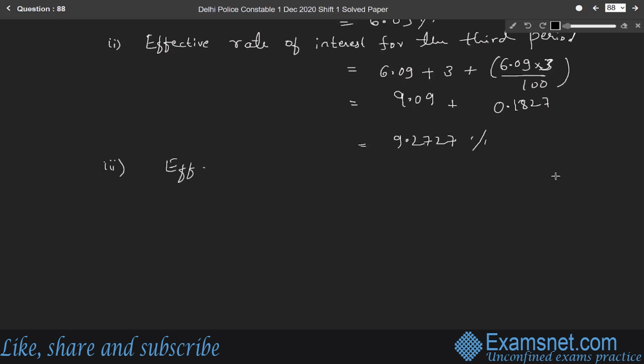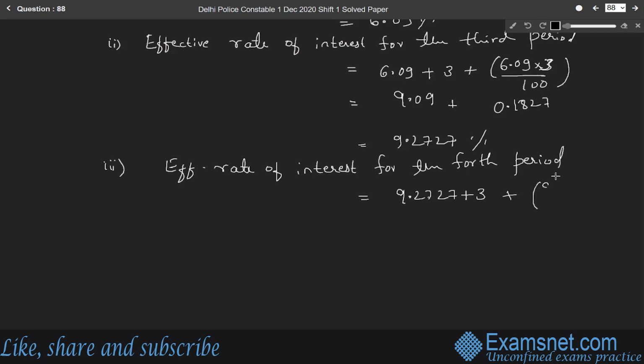Effective rate of interest for the fourth period is equal to, so for the first three periods together it is 9.2727, plus for the fourth period it is 3%, plus 9.2727 into 3 by 100.